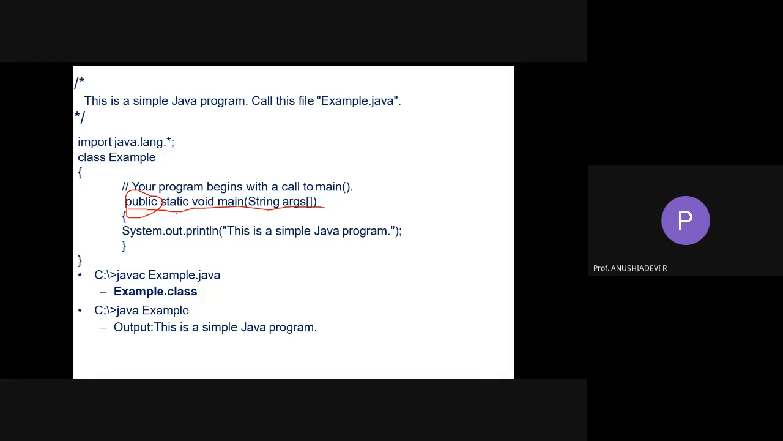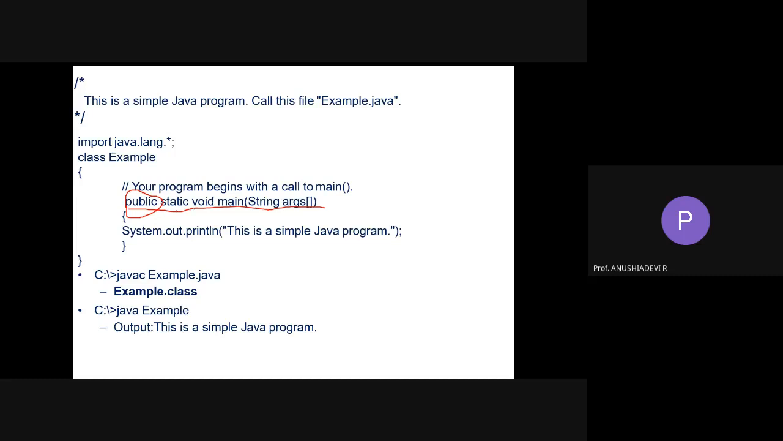So when the main function is executed, at that time the object is not created for that particular class. So that's why, to call the main function, it is made as static. Understood? Why it is made as static? You understood? Yes, ma'am. Yes, because it is executed first. At that time, the object is not created for that particular class, but we have to call the main function. So that's why it is made static.